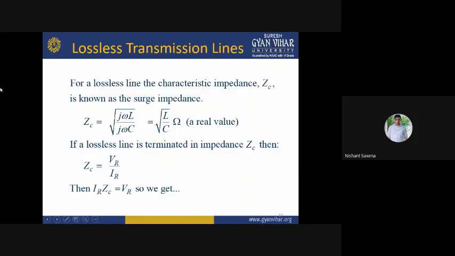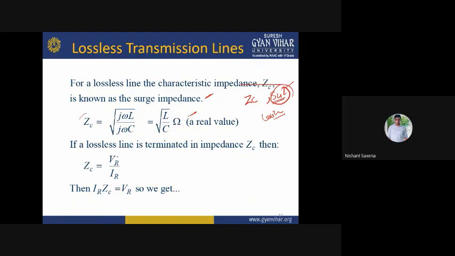Now let's consider a lossless transmission line. The lossless transmission line is the one whose characteristic impedance ZC is known as the surge impedance. I've told you that there is a small difference between the ZC and the surge impedance. That is, if we consider lossless lines, then the characteristic impedance is called the surge impedance, which is ZC equal to the square root of jωL upon jωC, which is equal to the square root of L by C, a real value.